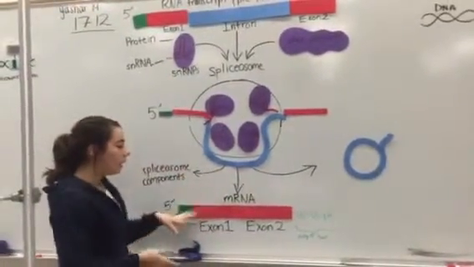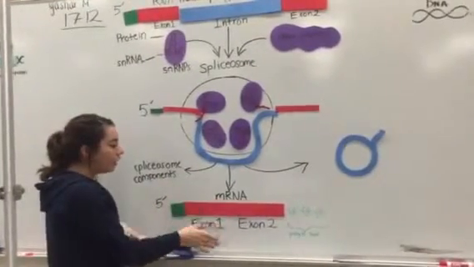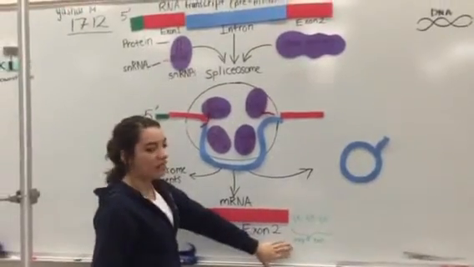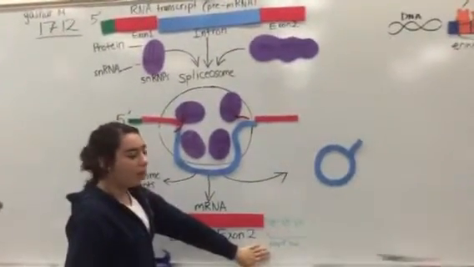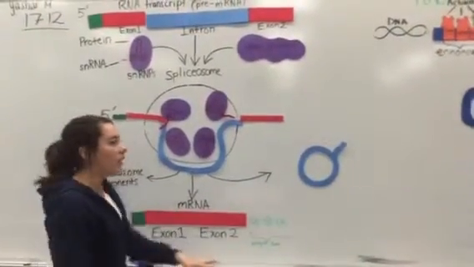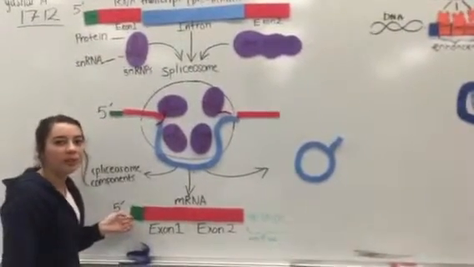And then the result of this is a new mRNA where the exons are connected and there's no more intron, and it also has a poly A tail, which is there for stability and also for the new mRNA to exit the cell through the nuclear pores.